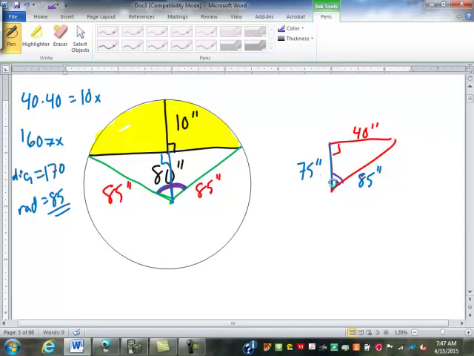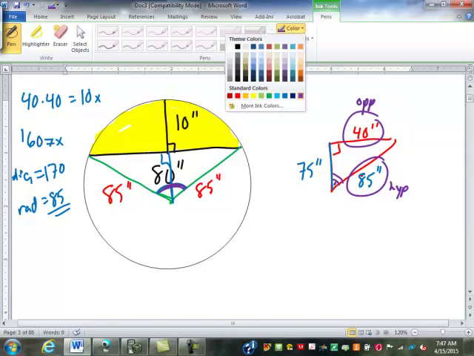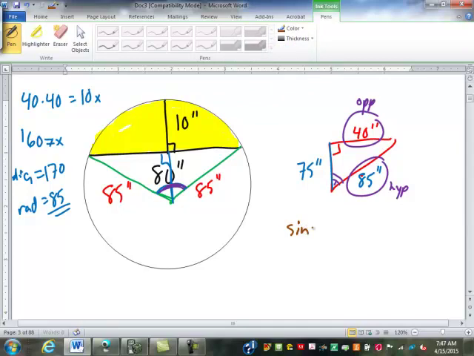I have all three sides, so I can pretty much use any of them. I'm going to use the 40 and the 85 because according to this angle here, 40 would be opposite, and the 85 is, of course, the hypotenuse, no matter what angle I'm looking at. Opposite and hypotenuse make sine. Sine of an angle is opposite over hypotenuse.